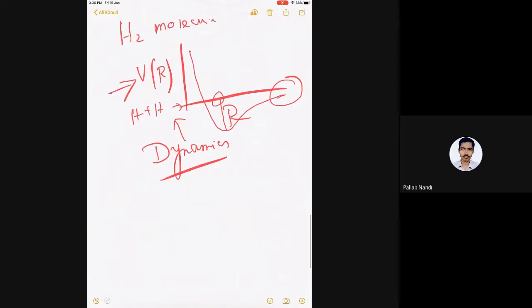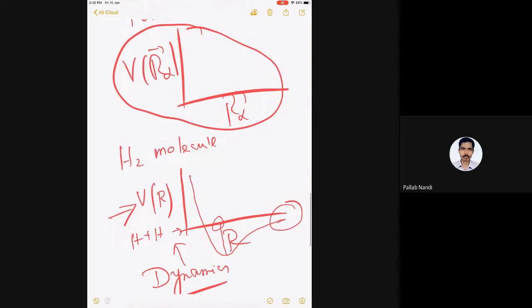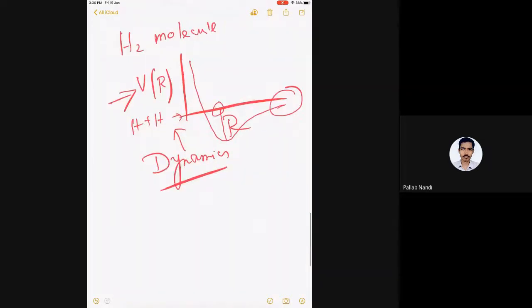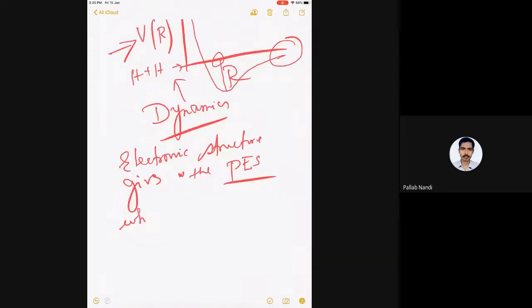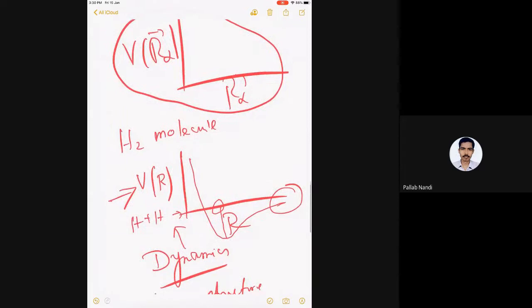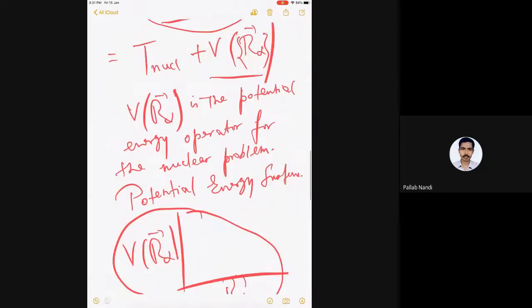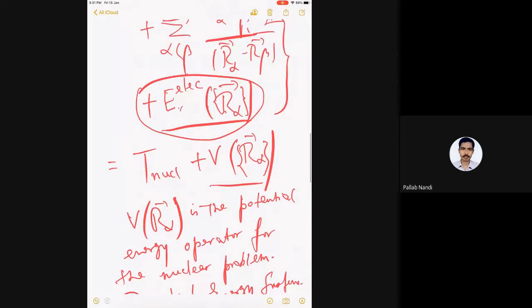So that's the problem of dynamics. This is very often called the potential energy surface. So the electronic structure gives you the potential energy surface, which I'm just calling PES, which is used in dynamics. Now, why is it potential? It is actually not a potential to the electronic problem. This is a potential to the nuclear problem. And that's the reason it is called the potential energy surface. Okay?